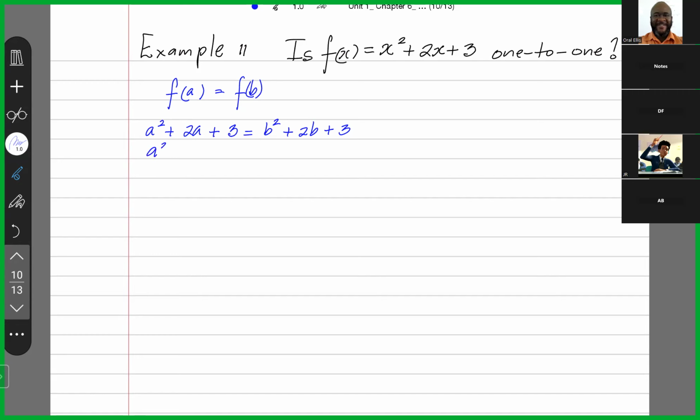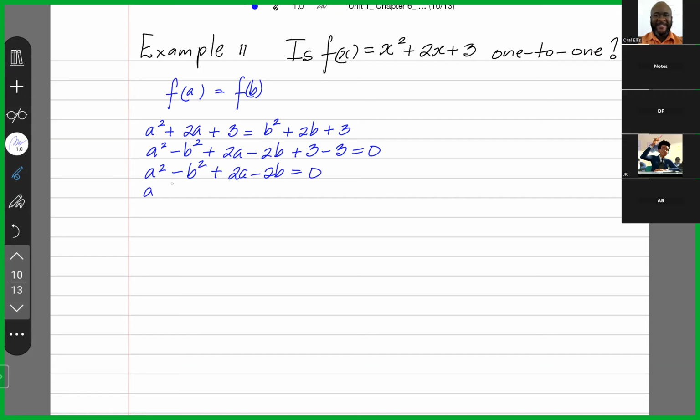A squared minus b squared plus 2a minus 2b plus 3 minus 3 would be equal to 0. So then we have what? A squared minus b squared plus 2a minus 2b is equal to 0, because 3 minus 3 is 0.